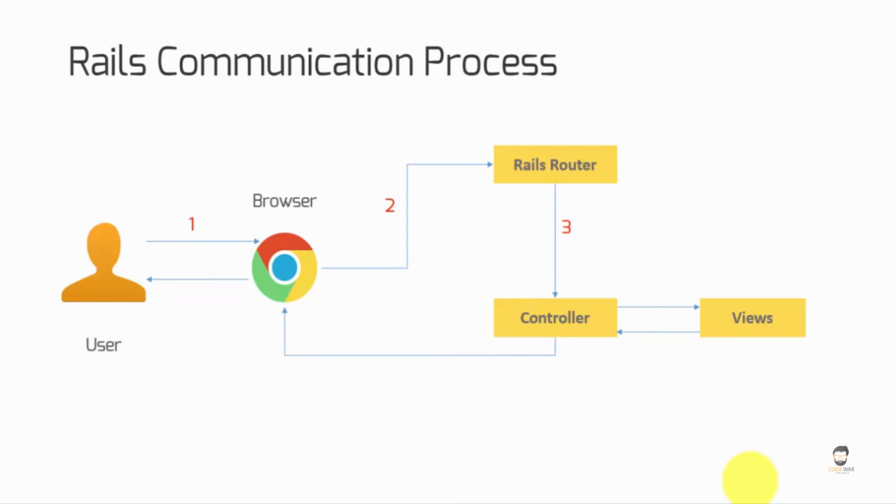The controller receives the request and processes it, and then the view renders the page as HTML, and the controller sends the HTML back to the browser, and the browser makes the visual representation of a web page for the user. This is the request-response cycle, also called the communication process of Ruby on Rails. It is a useful way to see how Ruby on Rails apps and folders work together.